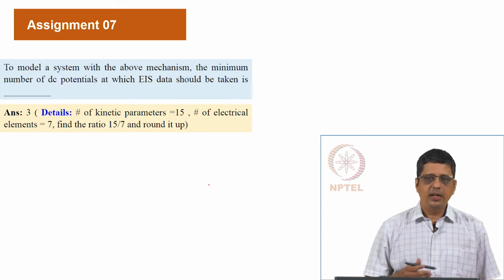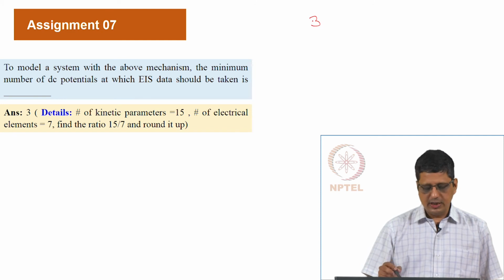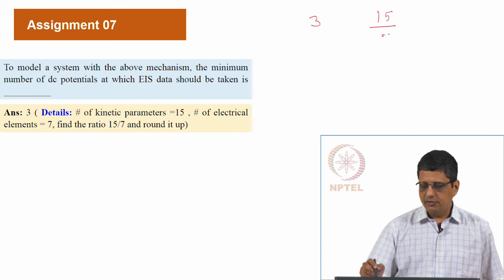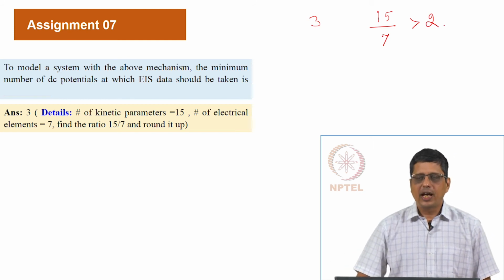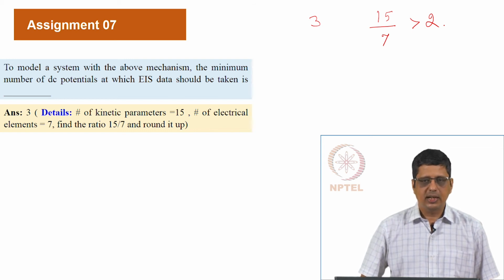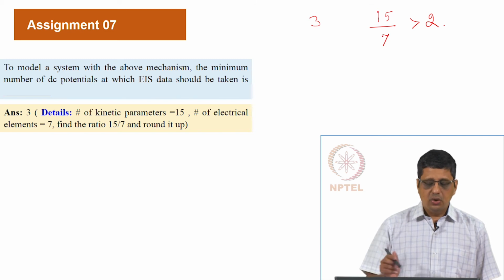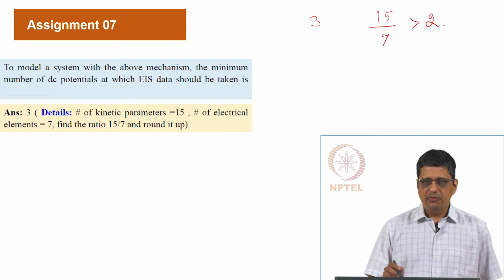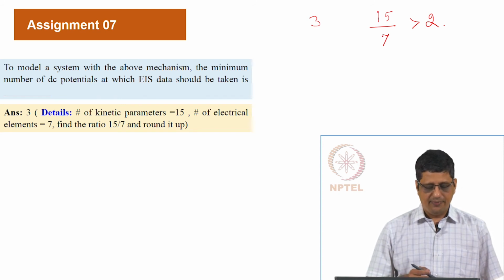And if I want to map the kinetic parameters to the electrical elements, I need to acquire data at 3 or more DC potentials, because the ratio 15/7 is greater than 2. So, if I acquire data at 1 or 2 DC potentials and model the results using this mechanism, I can have more than one solution, possibly an infinite number of solutions. So, to get confidence in the parameter values, we should have at least 3, preferably more, DC potentials at which we take data.